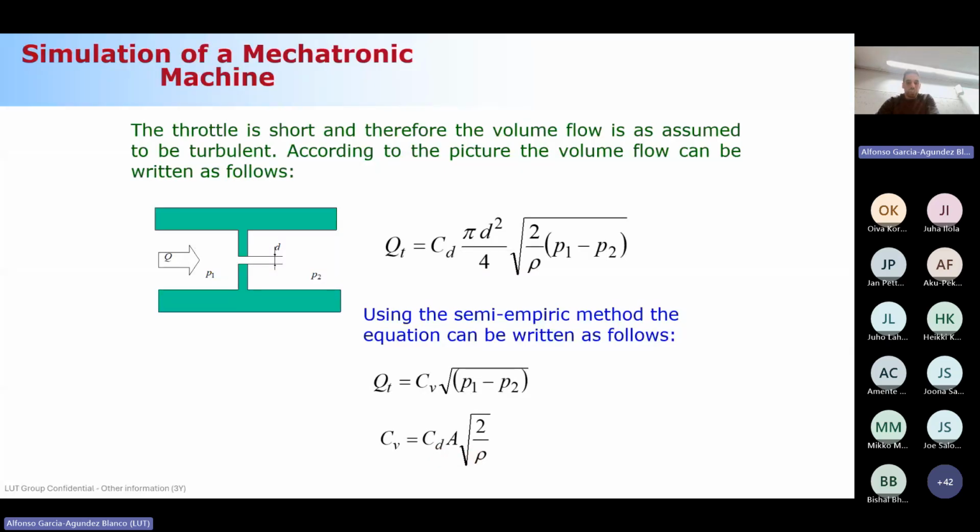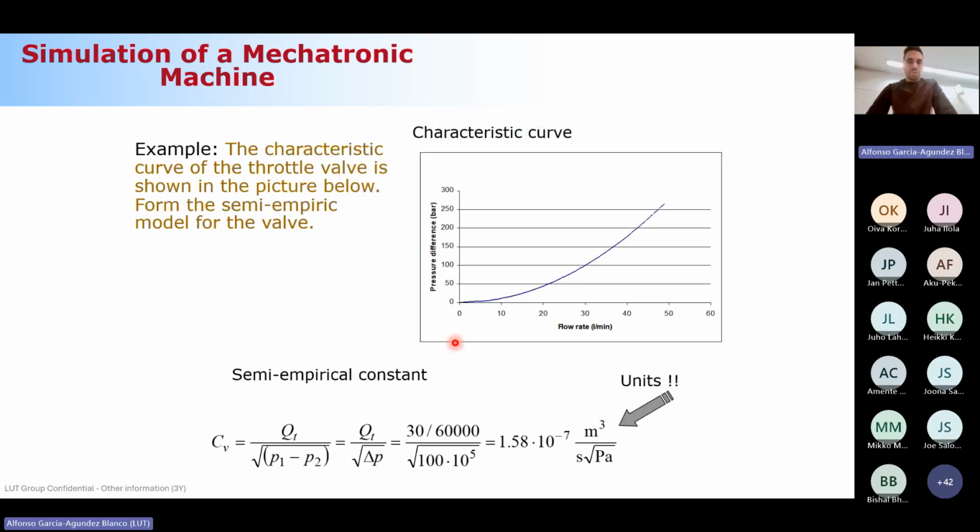In practice, what manufacturers do is provide what is called the characteristic curve of the valve, okay? So basically what you have is a plot that relates the pressure difference in bars with the flow rate. Here you have the QT, the flow rate, and the pressure difference, the delta P. And this curve here is exactly this constant, the coefficient of the throttle valve, okay?